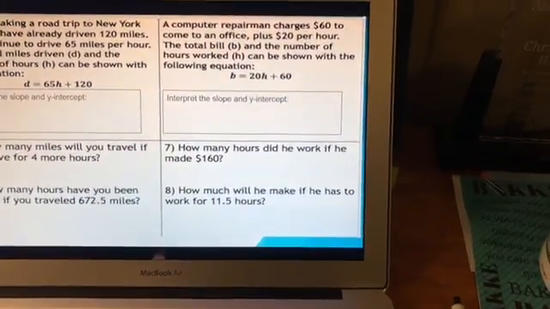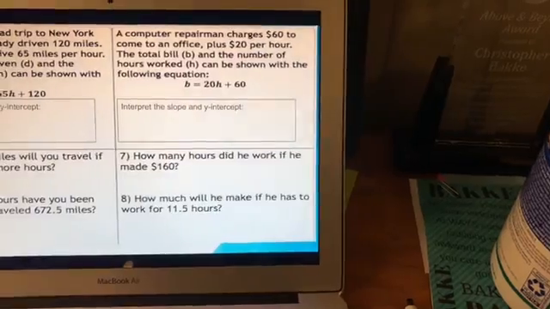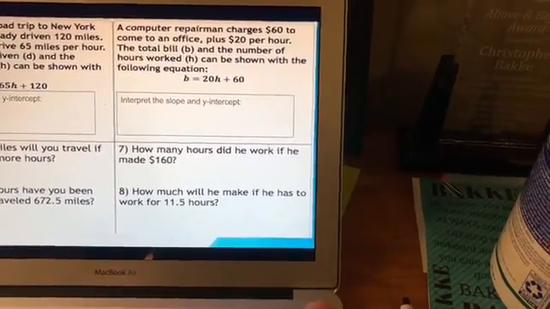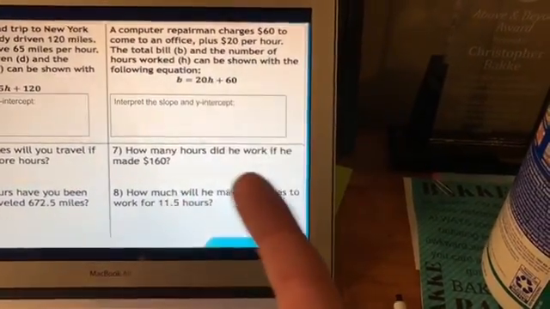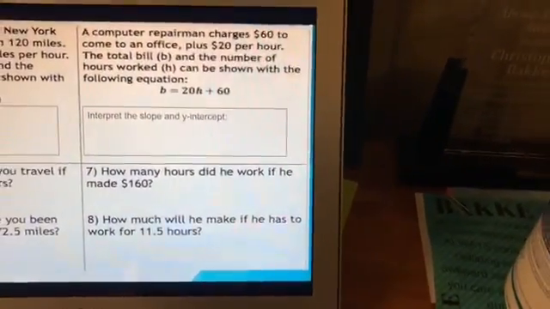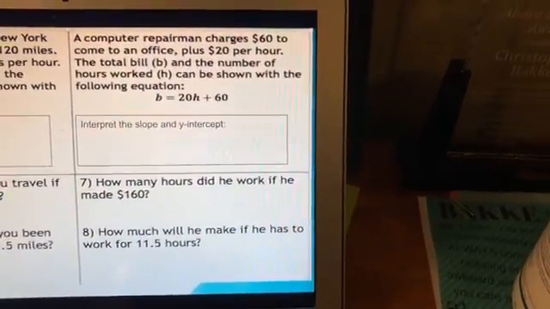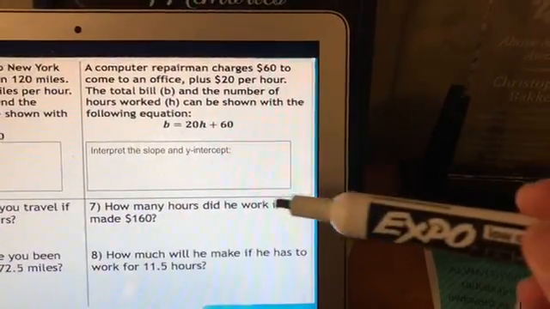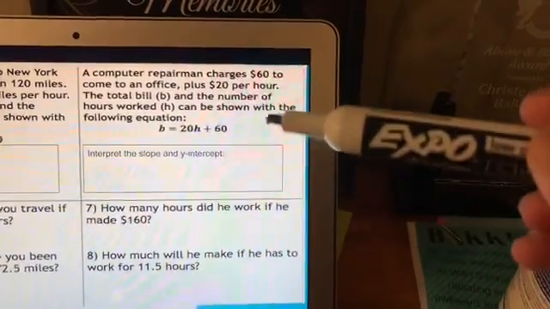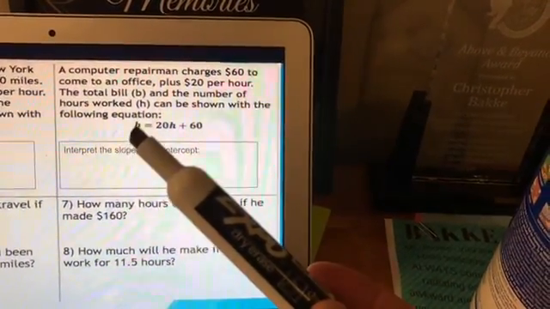The other thing where we need to be confident, in addition to interpreting the slope and y-intercept, writing those nice sentences, is making predictions, using that equation to answer questions about the real world. So let's stick with the computer repairman example once again, where we know b is equal to 20h plus 60. Now before you even go read these questions, I think it's important to write down your equation and label what is h and what is b.